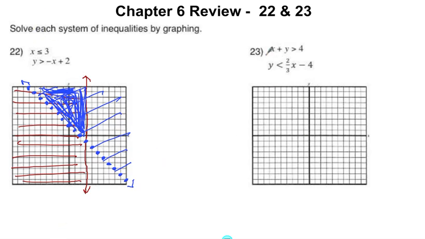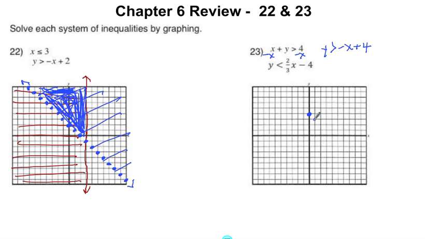So 23 has the only one you actually need to solve. And it's pretty easy. You just have to subtract the x term from both sides. And when you do that, you will get y is greater than negative x plus 4. Let's go ahead and graph that. So I'm going to go to 4 on the y-axis. And it is going to be a dashed line, so I'm not going to make it solid.